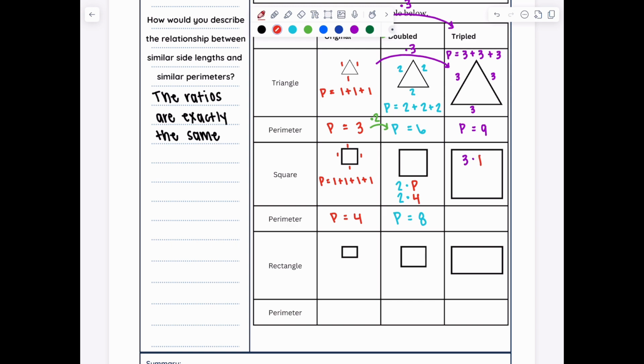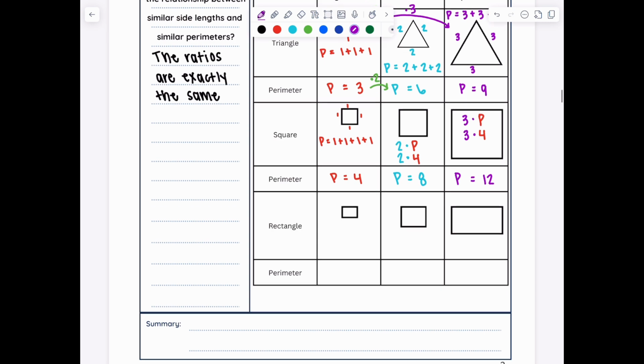Now the question is, what if I triple it? We would take the perimeter and you still multiply it by 3 because that's what triple means. The original perimeter was 4. So if I'm tripling the perimeter, the new perimeter should be 12. And this time I didn't have to do all of that addition. I can just use multiplication because I'm doubling and I'm tripling.